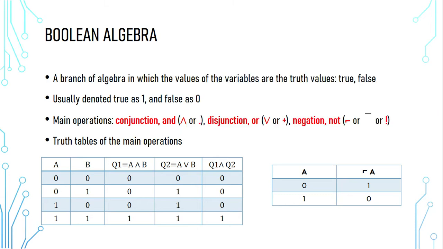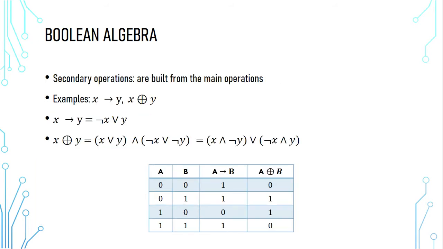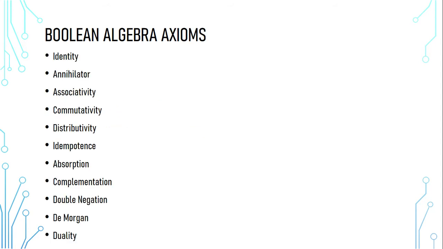Besides the two main operations, there are secondary operations which are built from the main operations. Examples are material implication and XOR operation. Material implication of x and y is not x or y, and XOR of x and y is (x or y) and (not x or not y). Please check the truth tables of material implication and XOR operations by yourself.